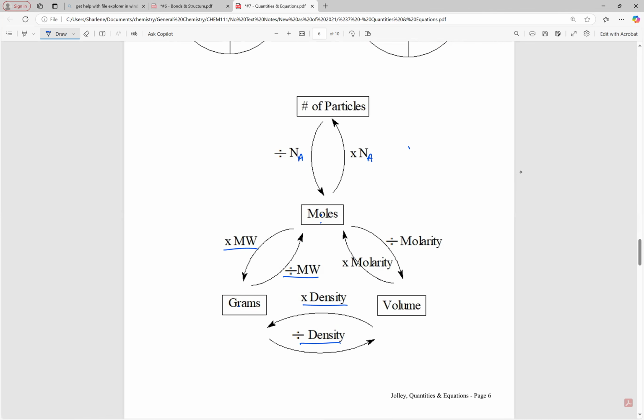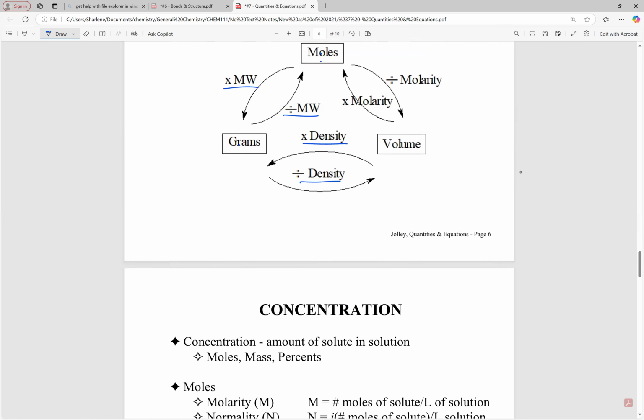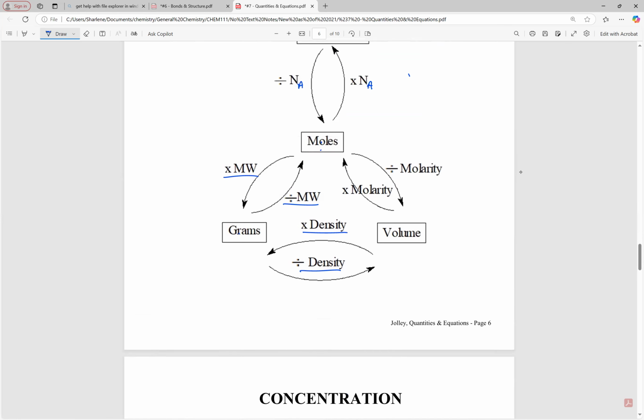These are shortcuts. If you do not understand why each of those are working and you can't set up the dimensional analysis, you really need to go back and practice those, because a shortcut is only good in certain circumstances and you have to know when to use it. But I do like that visual. I really do like this visual. And yes, it is on your reference sheet for you.